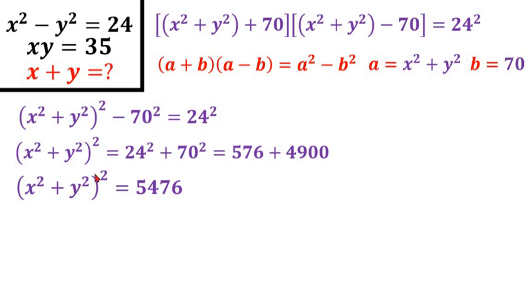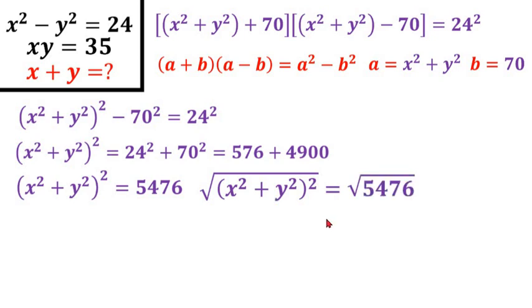Now in order to solve for this exponent here, we're going to take the square root of both sides. Our square roots would cancel, and then the square root of 5,476 would be plus or minus 74.